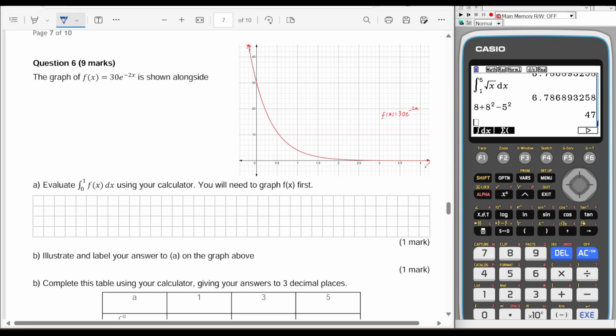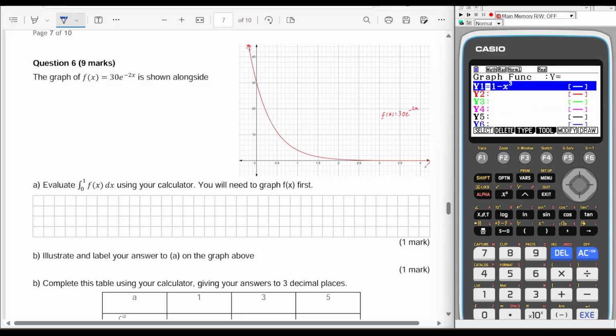Evaluate this integral from 1 to 0. So we can go integral. Well, to get to that menu, it's... Actually, no. I'll tell you what I'll even do. I'll graph it. So 30... And then it's e to the power of minus 2x.